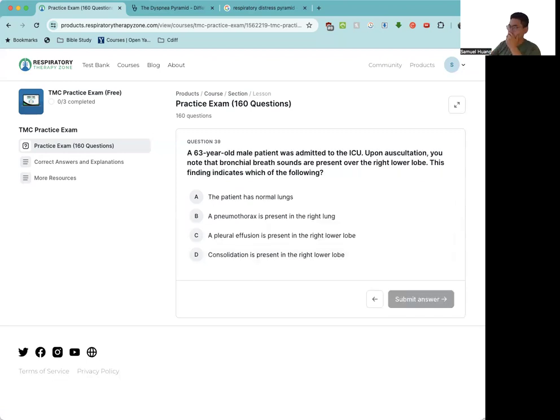63, ICU. Bronchial breath sounds over the right lower lobe. Bronchial breath sounds you mostly have within the upper airway. If you're starting to hear it over the lower, that's not good. It usually means you have some kind of pneumonia, so it's not normal. Pneumothorax, you would hear decreased breath sounds because you would have an air interface and you wouldn't hear it. Pleural effusions, decreased breath sounds. Consolidation, yep, bronchial breath sounds.